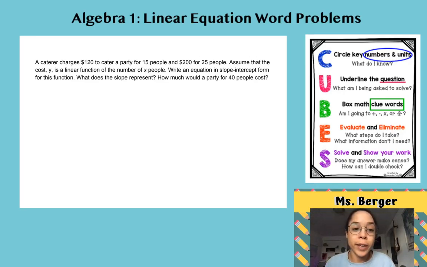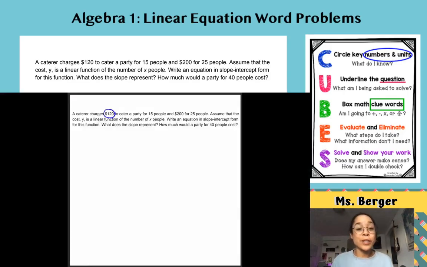Our second problem reads, a caterer charges $120 to cater at a party for 15 people and $200 for 25 people. Assume that the cost, y, is a linear function of the number x of people. Write an equation in slope-intercept form for this function. What does the slope represent? And how much would a party for 40 people cost? So we're going to use the cubes method again to solve this problem.